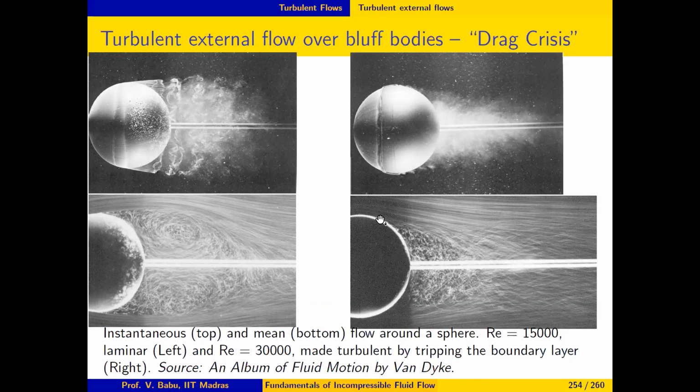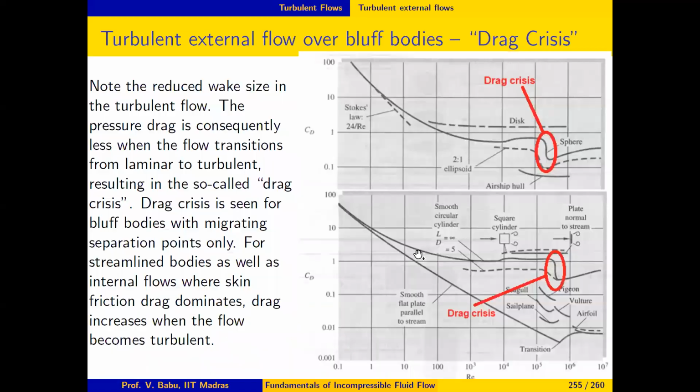And since turbulent skin friction is much higher than laminar skin friction, the overall drag coefficient of all these objects will then start increasing once we go beyond the transition location. So at the transition location it decreases sharply, but then it starts to increase once we go beyond that, because the turbulent skin friction is much higher than the laminar skin friction.